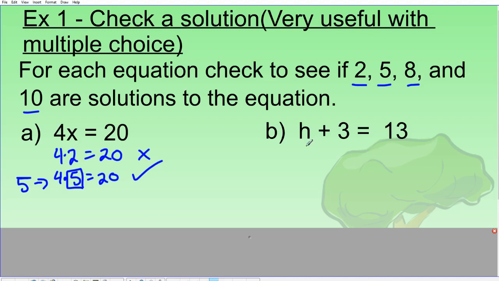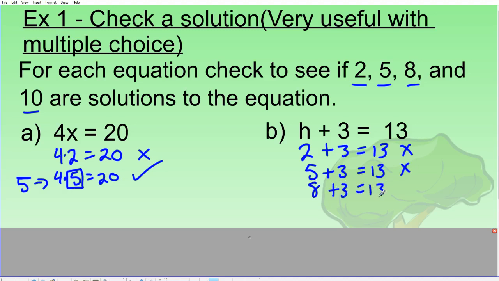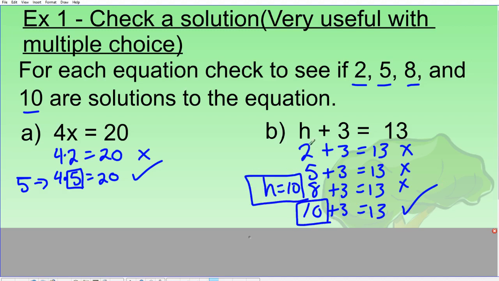Okay, letter B. I'm going to plug in each. So is 2 plus 3 equal to 13? No. Is 5 plus 3 equal to 13? No. Is 8 plus 3 equal to 13? No. Is 10 plus 3 equal to 13? Yes. So that is the solution. When h equals 10, that is the solution to this equation.